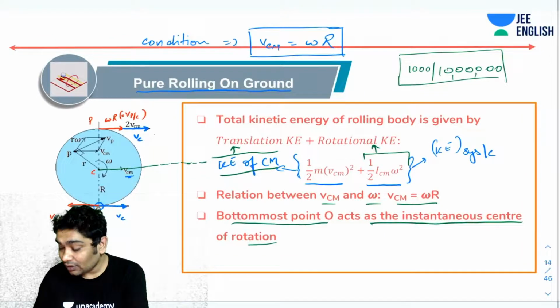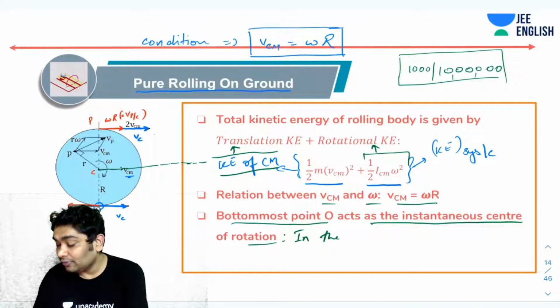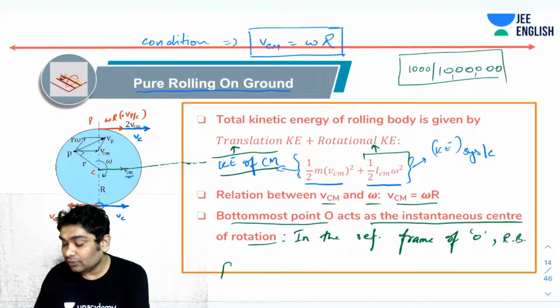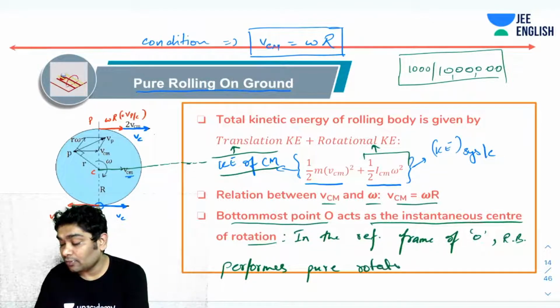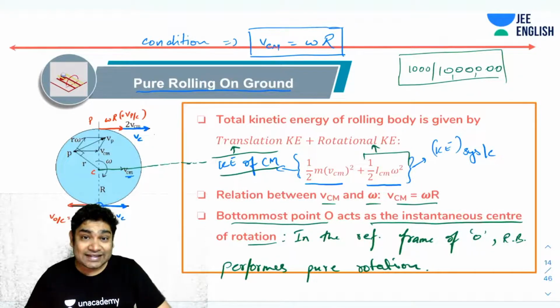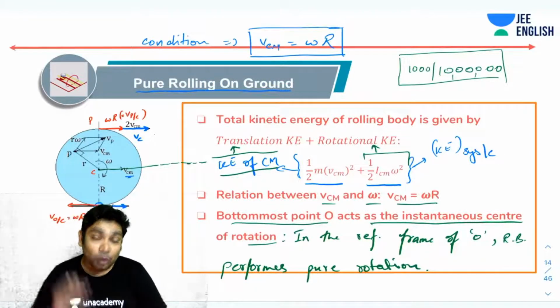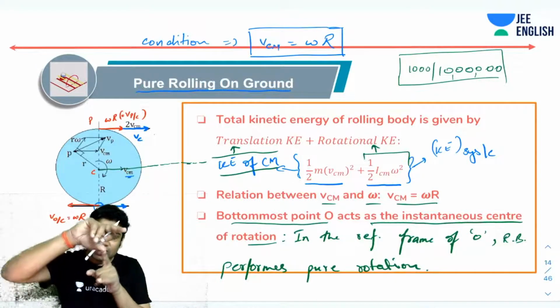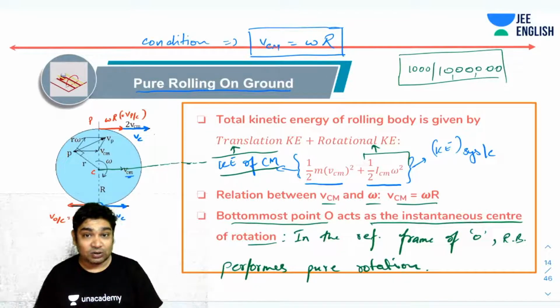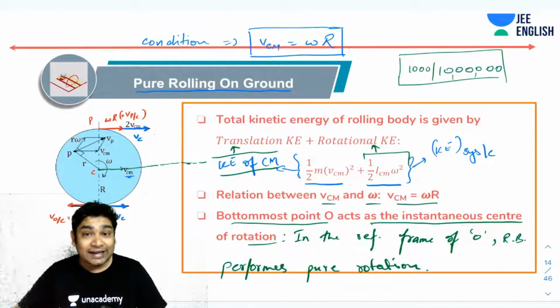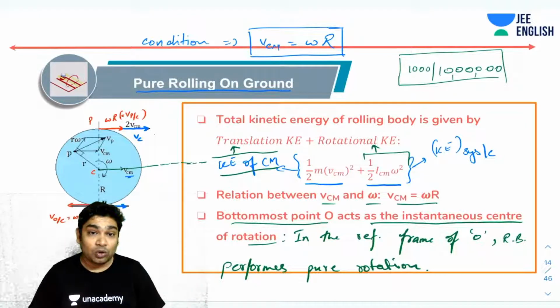Correct. Now, if you go into the reference frame of O, what you will see in the reference frame of O is that the rigid body performs pure rotation. We all know this, correct? And since O is stationary with respect to the ground, that was the condition for pure rotation, right? So at an instant, if you go into the reference frame of O, it appears that the body is performing pure rotation about O, and O itself is stationary with respect to ground. So that is what I mean to say that the bottommost point O acts as an instantaneous center of rotation. So the entire body appears to be performing pure rotation about O in the ground frame.